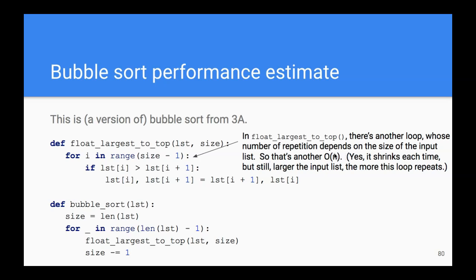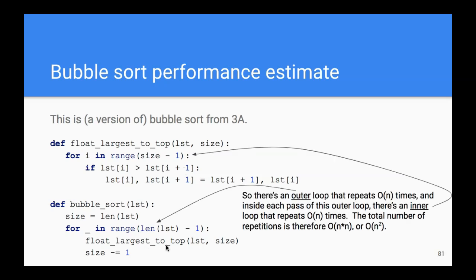Now, you might say, okay, but size shrinks by 1 every time, right? Do we not have to worry about that? Well, not really, because even though the size does become smaller and smaller over time, if the number of elements in the list is bigger, then the size is bigger, which means the loop inside float largest to the top is going to repeat more times. Even though over time it's going to repeat fewer and fewer times, the size of the list still does affect the number of times that this loop loops. So that's why this is O of n and this is O of n.